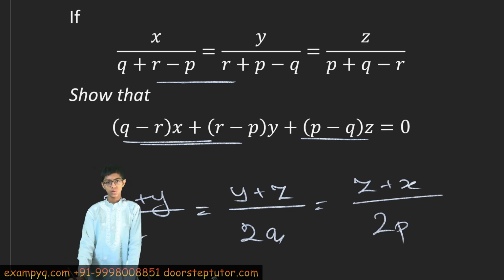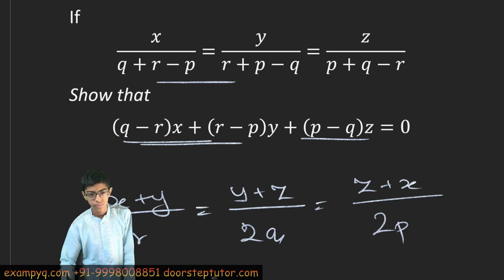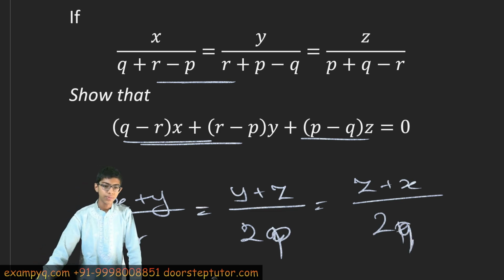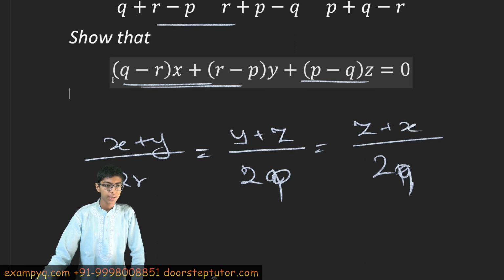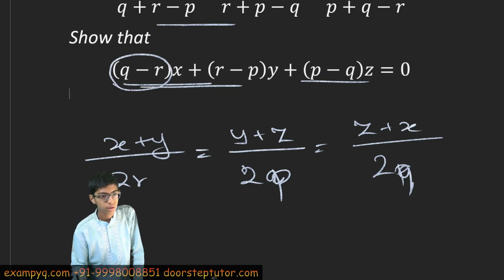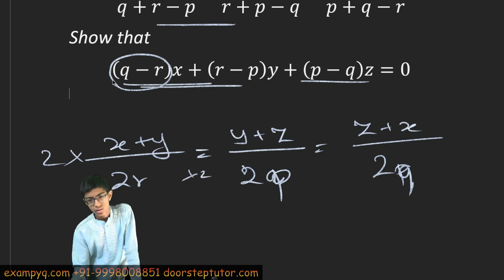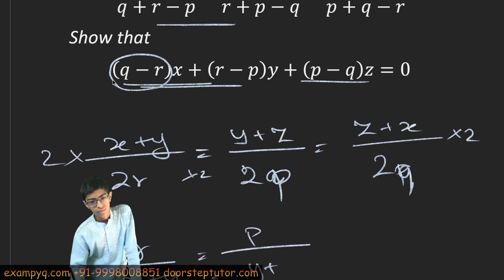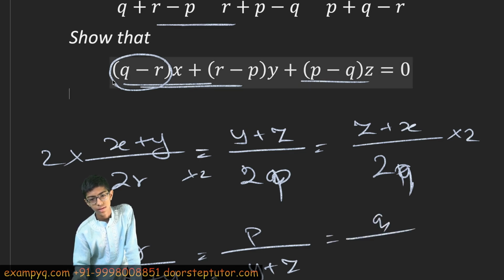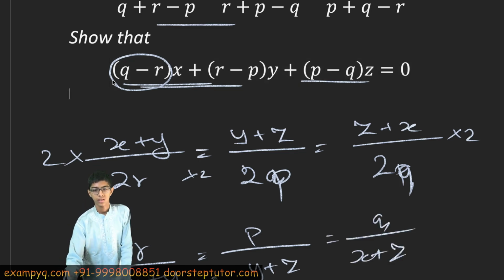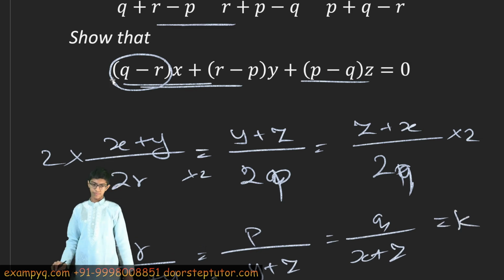Is this true? No. So what we have would be, here we will have p and here we will have q. Now we will find not the term but only this part. So q minus r, so first of all we will invert them and multiply by 2. By inversion we have p by y plus z equals q by x plus z. All of these are assumed equal to k.